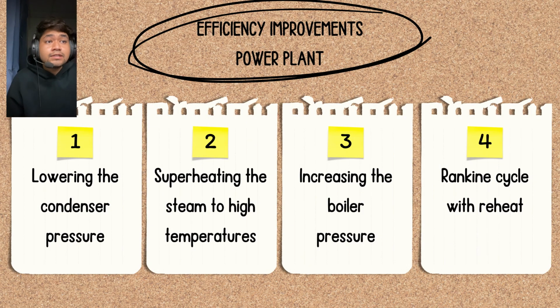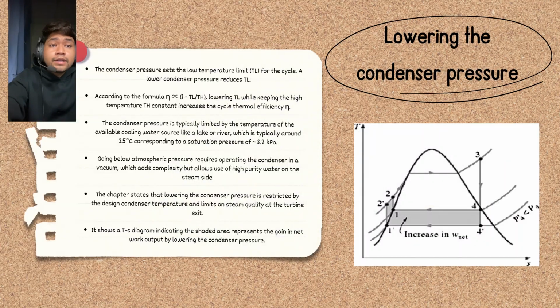Next, we move to efficiency improvement of the power plant. So as you can see, we have 4 improvements, which are lowering the condenser pressure, superheating the steam to high temperature, increasing the boiler pressure, and Rankine cycle with reheat. We begin with lowering the condenser pressure.